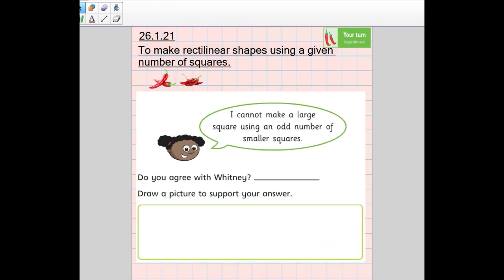This question is suitable for chili 2 and 3. Whitney says, I cannot make a large square using an odd number of smaller squares. Do you agree with Whitney? Draw a picture to support your answer. Pause the video and have a go now.